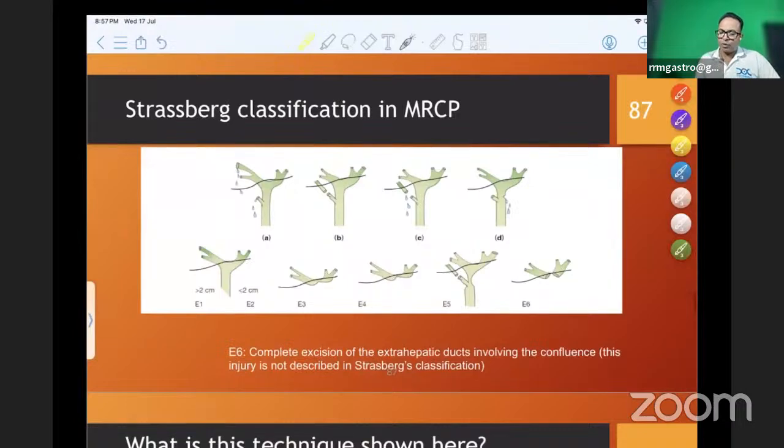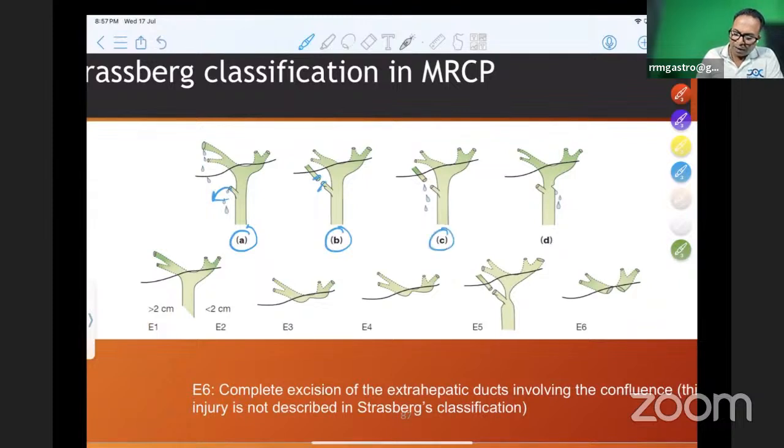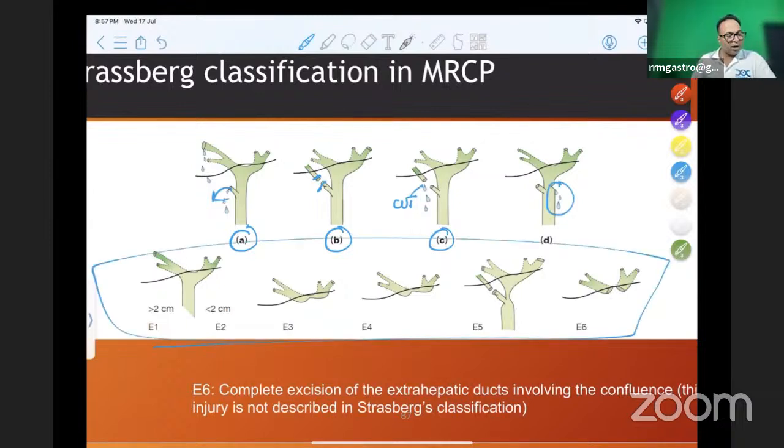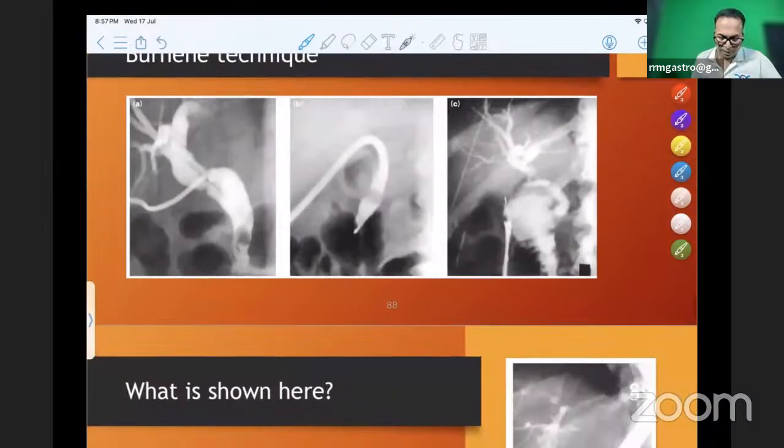This is an image from Bailey and Love. This can come for you as an image-based question. What is this classification shown here? Strasbourg. A is cystic duct leak. B is aberrant duct clipped. C is aberrant duct cut. D is lateral injury. E is circumferential injury. So don't forget this classical classification. This can come for your exam as an image-based question. What is the name of this classification?